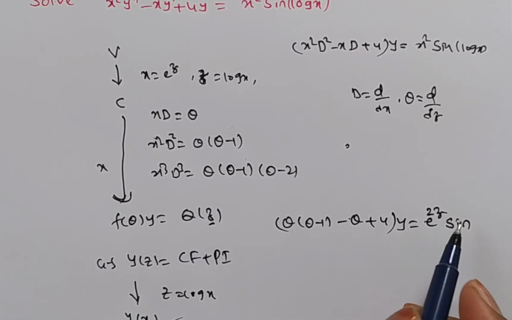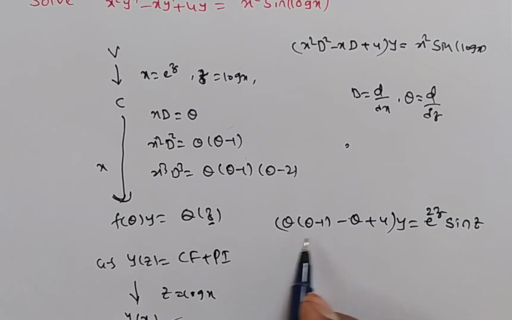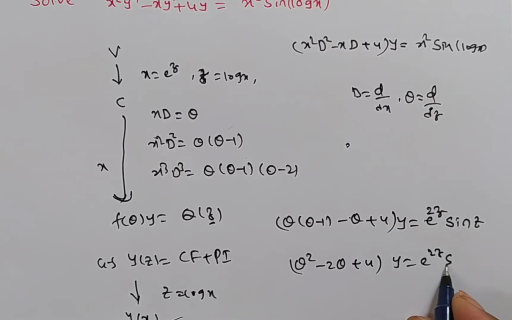Next, sine of log x. What do you consider as log x? Log x is equal to z. So now you have to simplify this. Then you have theta square minus theta minus 2 theta plus 4 into y is equal to e to the power of 2z into sin z.